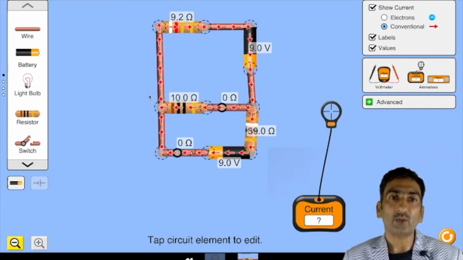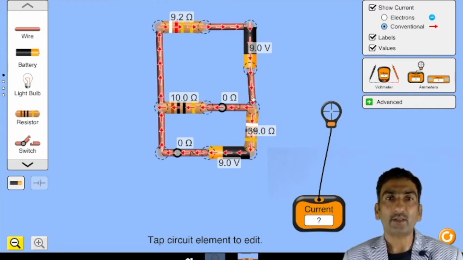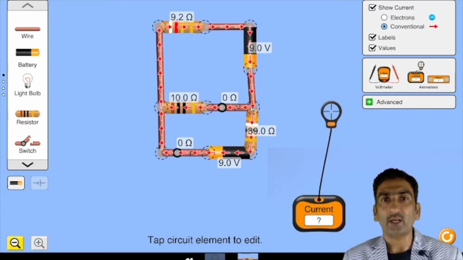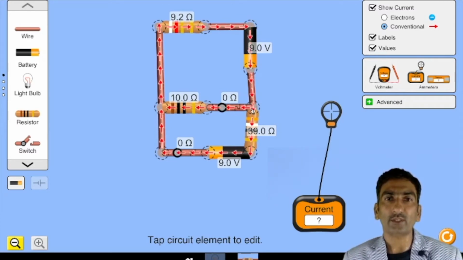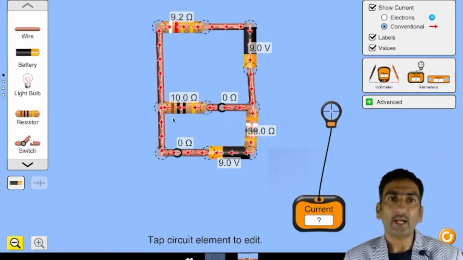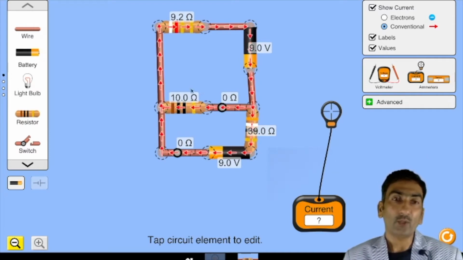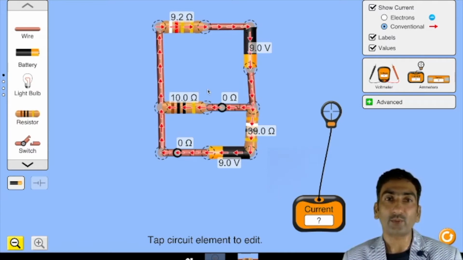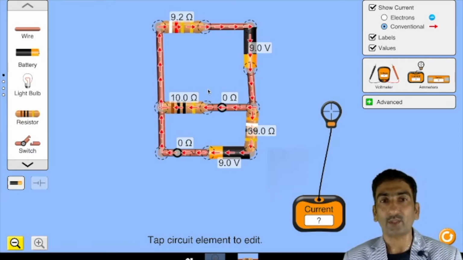One more important point which we will use in Kirchhoff's rule: these points are called junctions, where the currents are entering or leaving. So you have two junctions here, this point and that point. At this first point, one current is entering from the top and two currents are leaving. At this point two currents are entering and one current is leaving. That is Kirchhoff's first rule, which we will discuss next.